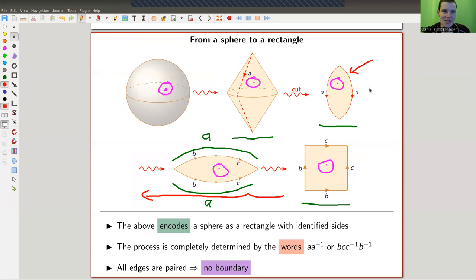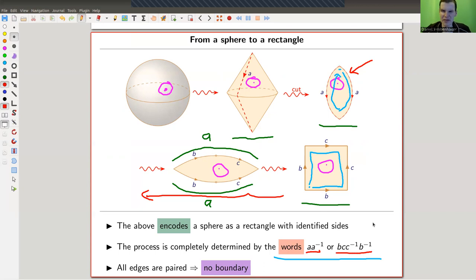And the process, if you think about it, because locally everything is just a disk anyway, is completely determined by the words that you see at the boundary. So here, I'll just read the opposite way. I go A with the orientation, and I go A inverse against the orientation. And here I would go B, C, C inverse, B inverse. So either of those words completely determines that I have a sphere and not a different surface.